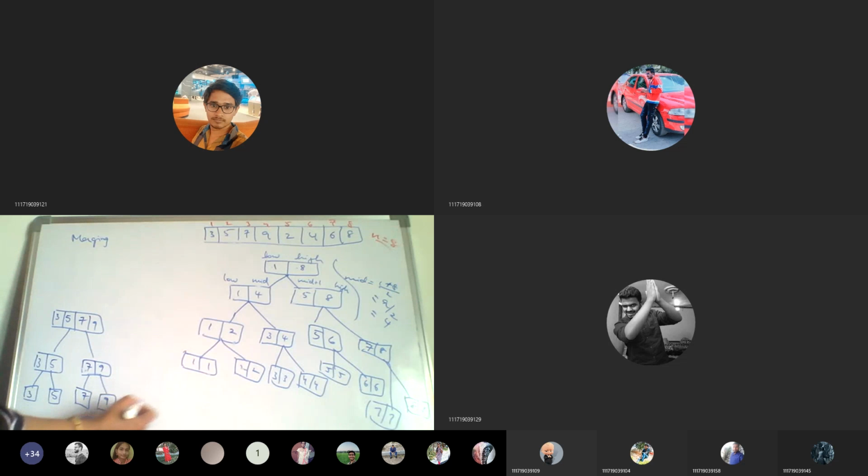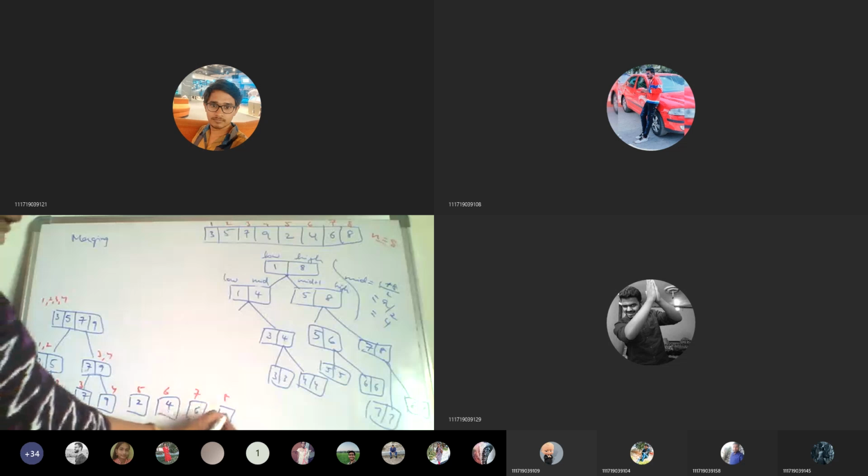Moving on to the next one. This is the first index, second index, third index and fourth index. So this is 1, 2 index, this is 3, 4 index, and these are 1, 2, 3, 4 indices. Now let's see the fifth, sixth, seventh and eighth. What is the fifth element we have? 2. The sixth element? 4. The seventh element? 6, 8. Individually they are sorted.